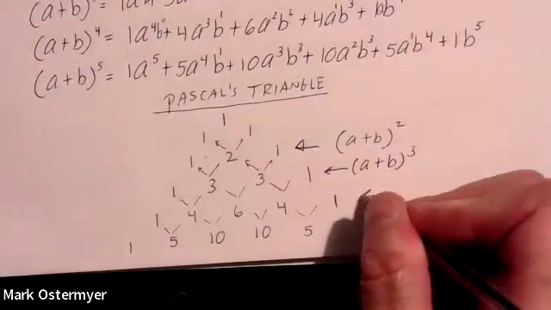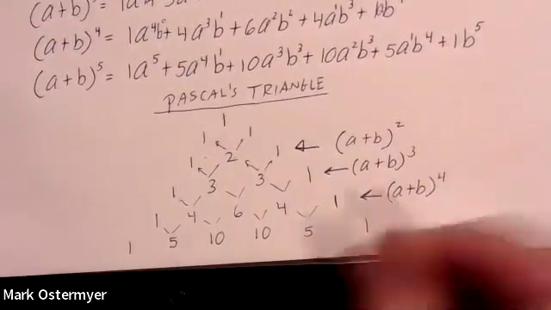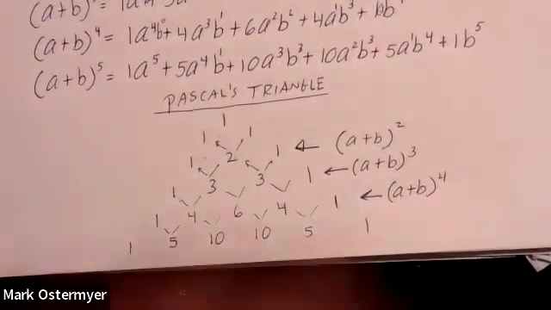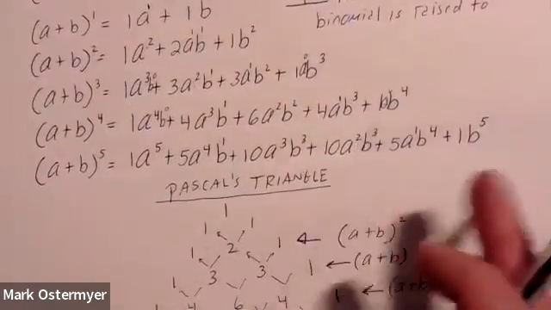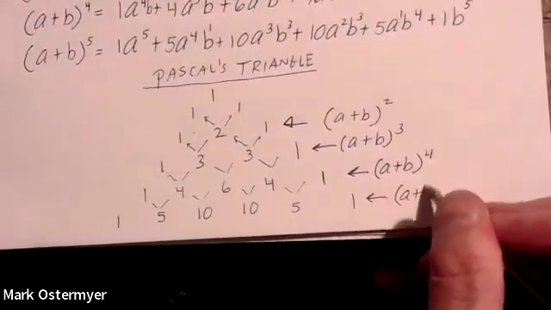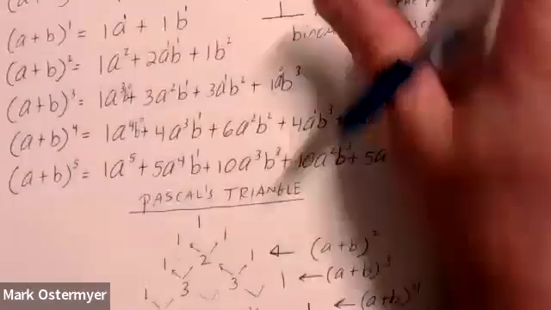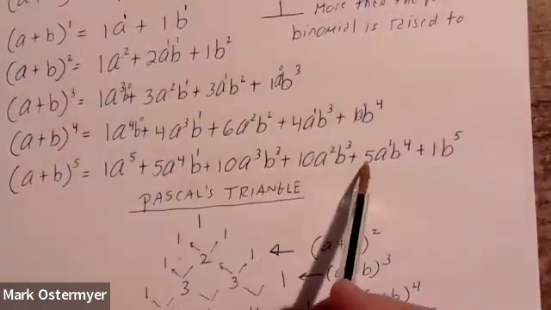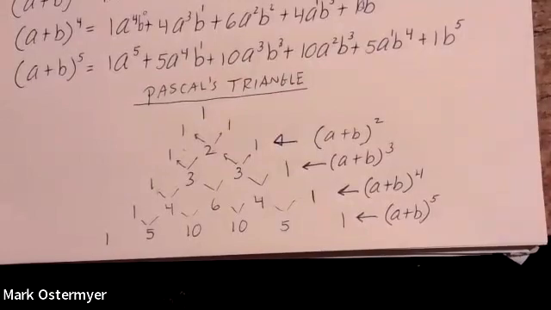This row gives you the coefficients of the expansion of a binomial to the 4th power. 1, 4, 6, 4, 1. Finally, this row down here gives you the coefficients of raising a binomial to the 5th power. 1, 5, 10, 10, 5, 1. And on this goes. So what an amazing triangle, because it does give you the coefficients of a binomial expansion to any power.